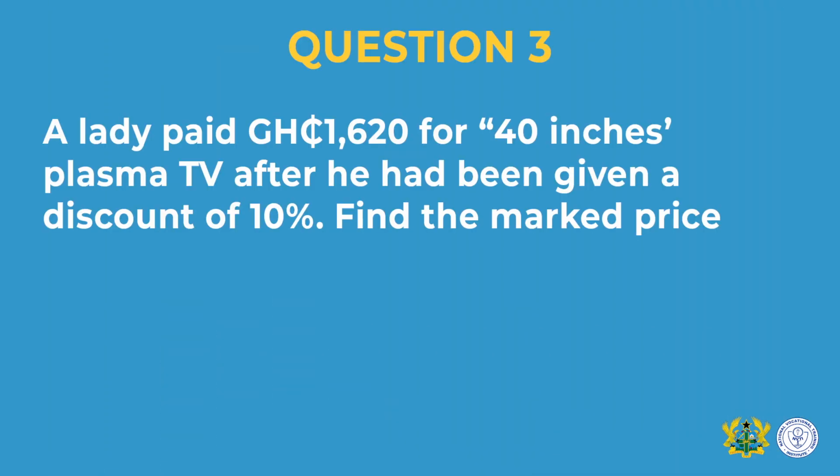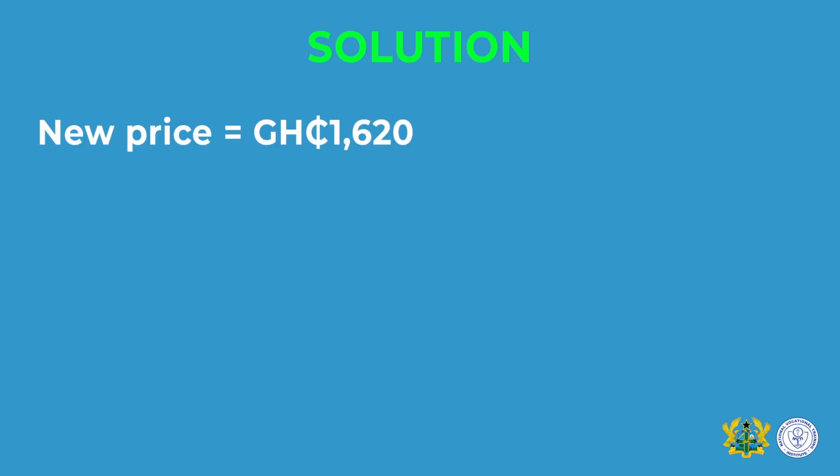Let's take the last example on discount. Question number three. A lady paid 1,620 for a 40-inch plasma TV after she had been given a discount of 10%. Find the mark price. Don't forget, mark price is the same as original price, and I told you that I'll be using the words interchangeably. The lady paid 1,620, so that is the new price, with a discount of 10%.